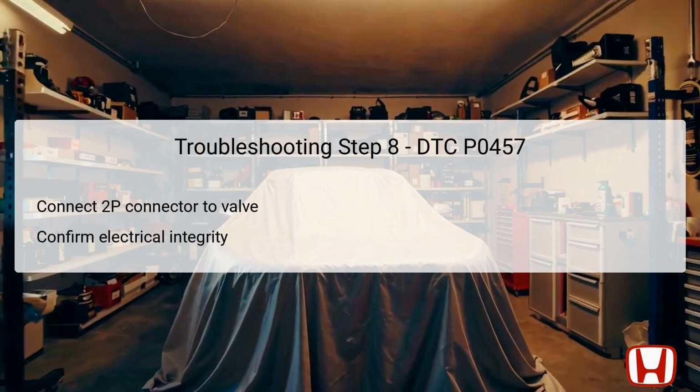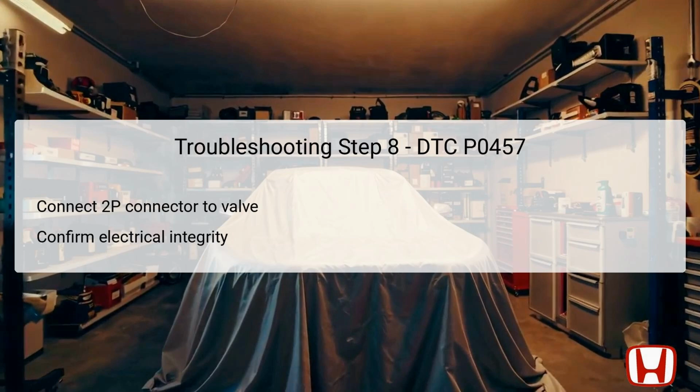The 2P connector is a 2-pin electrical connection that delivers power and signal to the valve, allowing it to function as intended. Ensuring a solid connection here is critical. Any loose wiring or corroded terminals could compromise the functionality of the valve, potentially triggering the DTC in question.